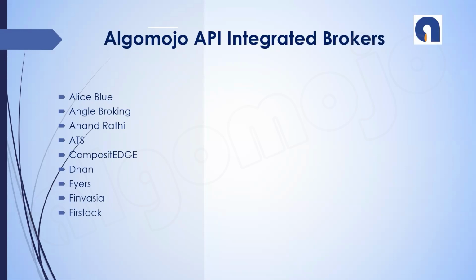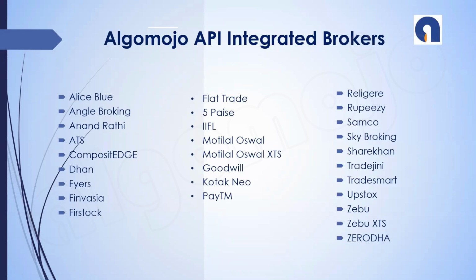Yeah, we have close to 27, 28 brokers with whom we have currently integrated. It would include all the major brokers. You find Fyers, Dhan, Five Paisa, Motilal, Zerodha, Religare, all the major brokers, we have done the integration. So if you have an account with any of these brokers, you can readily start using our platform for automation purposes.